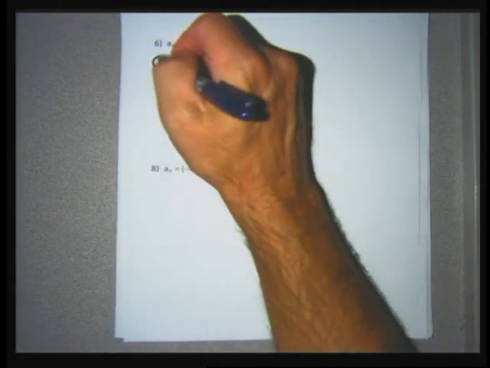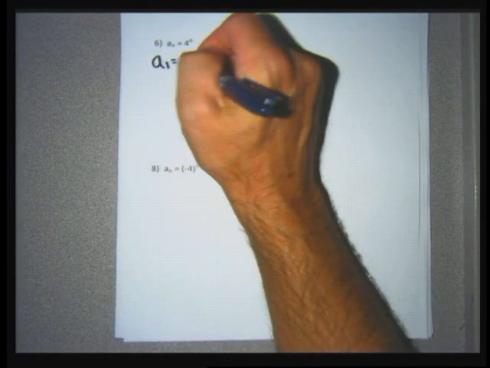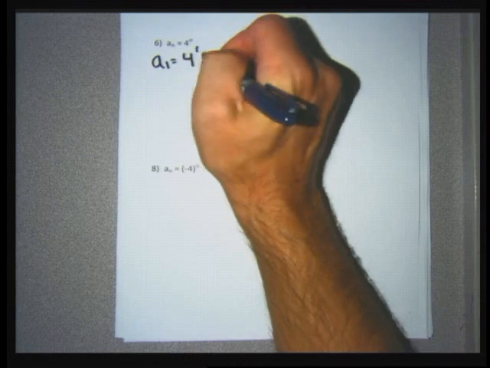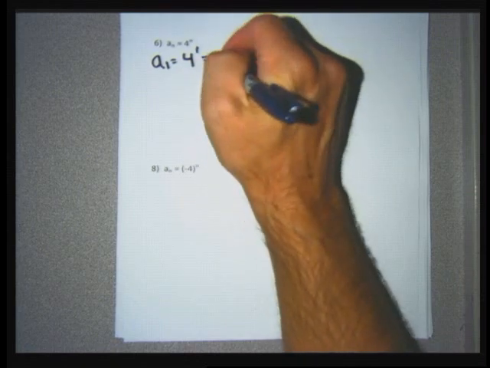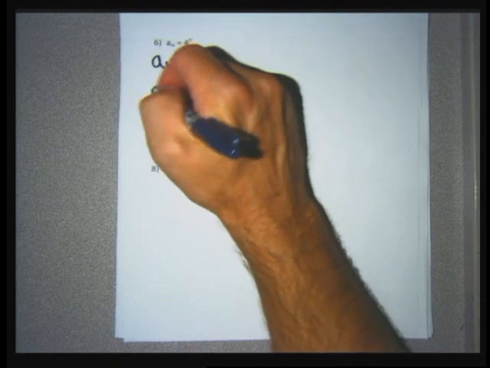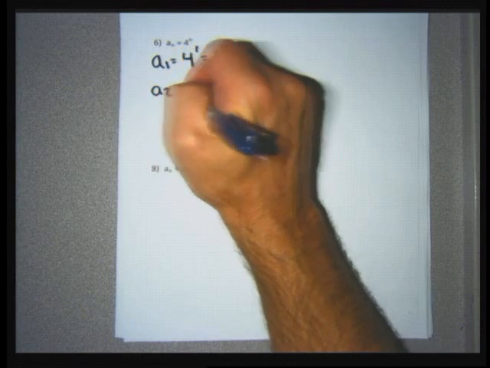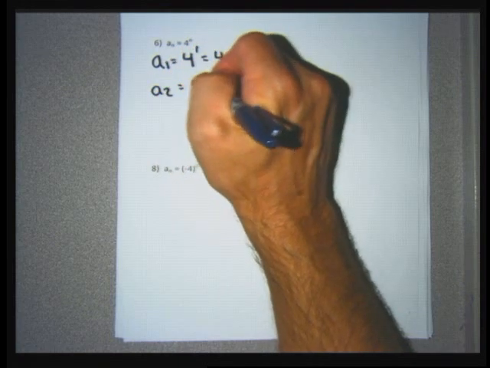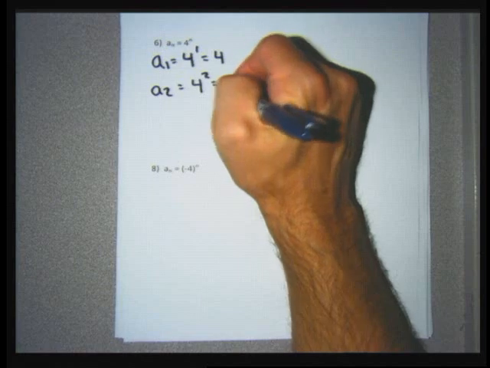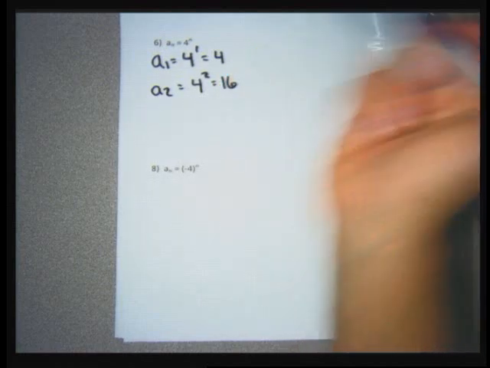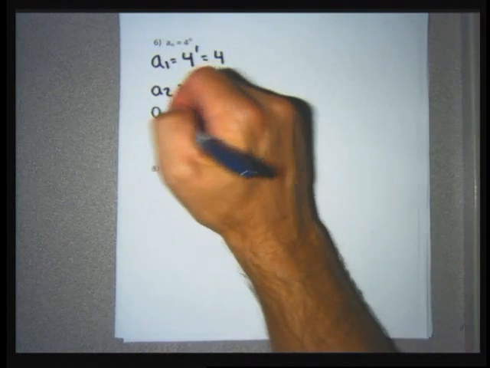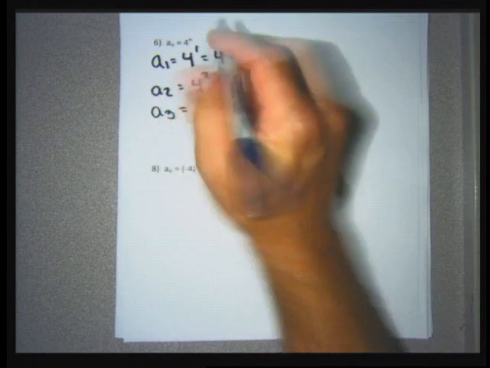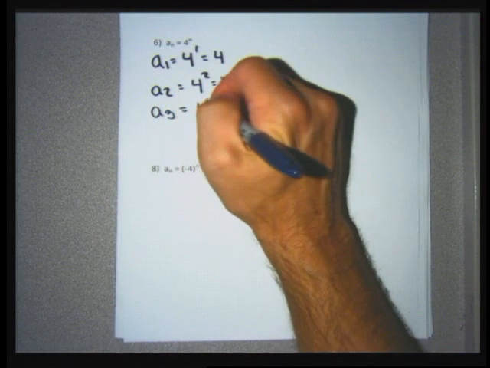6 wants me to do the same thing, so I'm going to go a sub 1 equals 4 to the first power. 4 to the first power is just 4. A sub 2 equals 4 to the second power. 4 to the second power is 4 times 4. I don't need my calculator for that. It's 16. A sub 3, or the third term in the sequence, is 4 cubed.